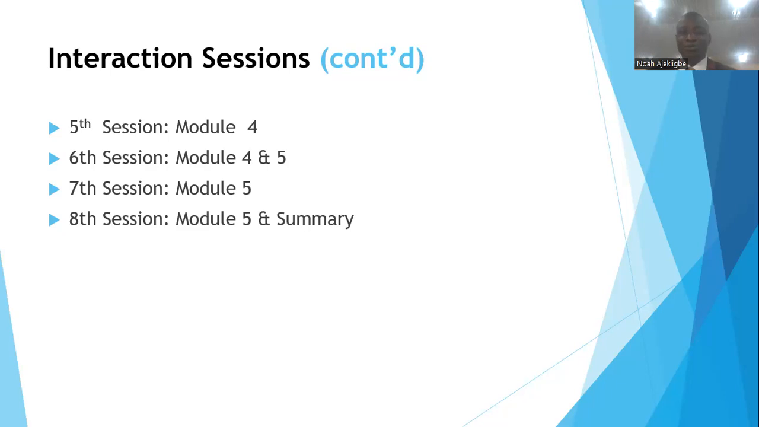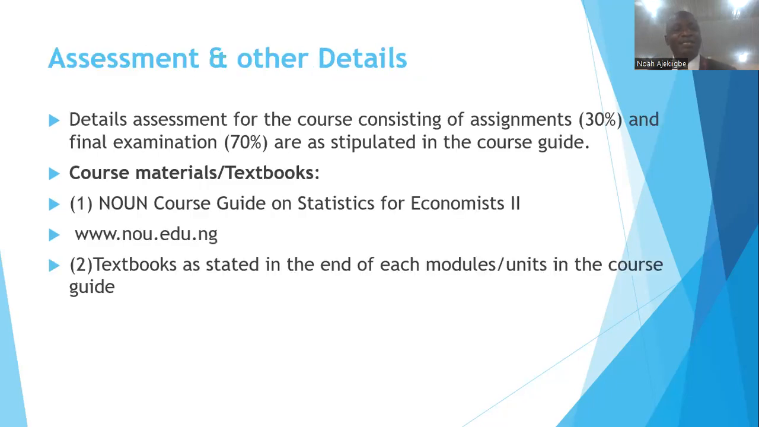And of course, we'll look at some practical applications and calculations and how you can assess, how you can have a thorough understanding of all the topics that will be treated here. Now, assessment details. As in the course guide, the continuous assessment consists of 30% and the final examination 70%, as stipulated in the course guide.